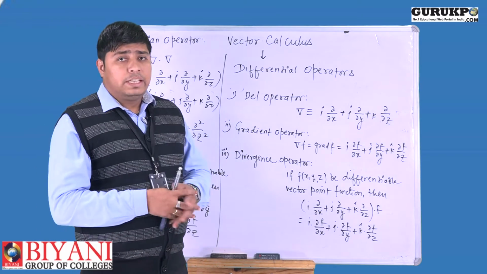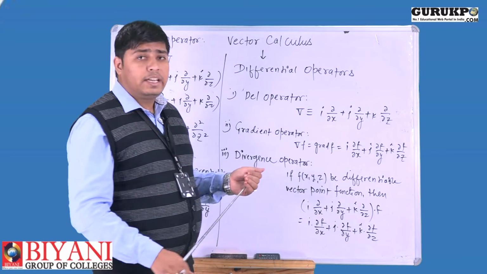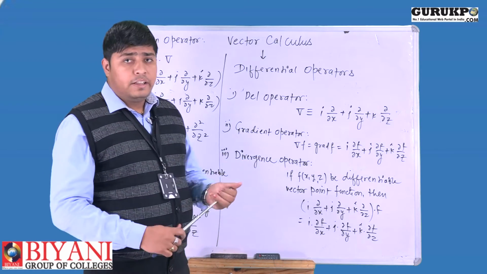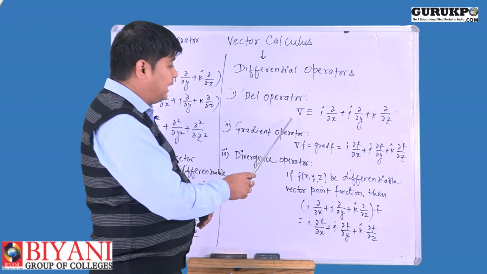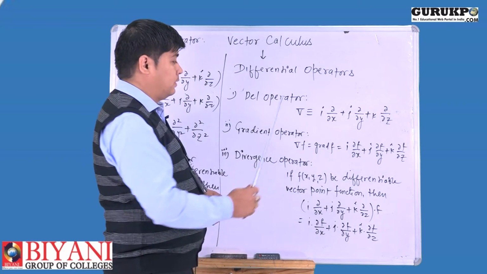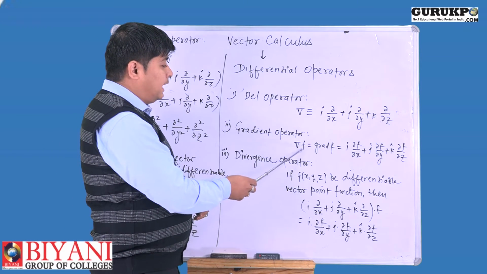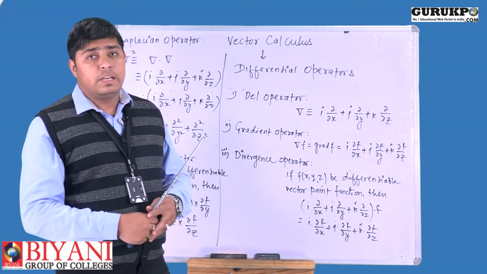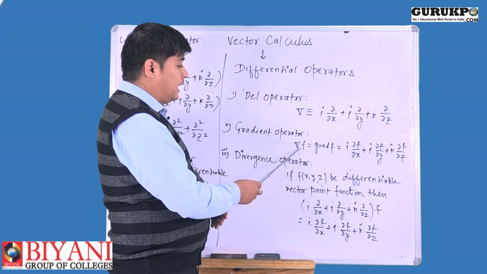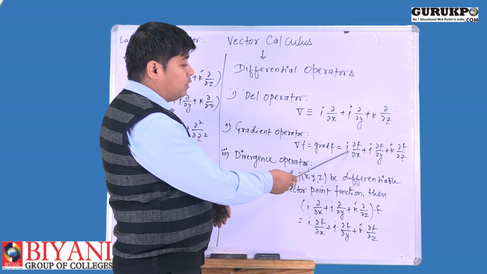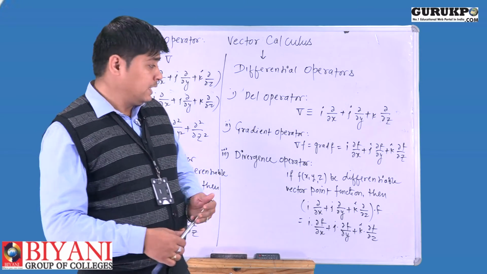In mathematical form, the del operator is denoted by del is equal to i del by del x plus j del by del y plus k del by del z, where this symbol is known as the del operator, and the mathematical expression of this symbol is denoted by this. In a similar manner, the gradient operator is del applied to f. Here f is the differentiable scalar point function. So the gradient operator is denoted by del f is equal to grad f is equal to i del f by del x plus j del f by del y plus k del f by del z.